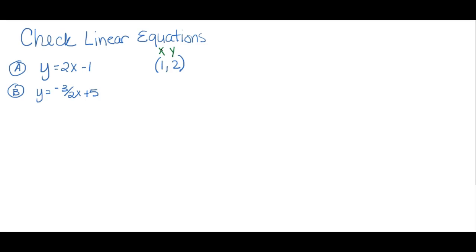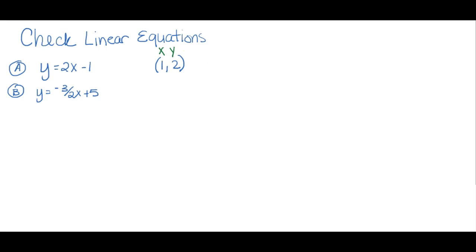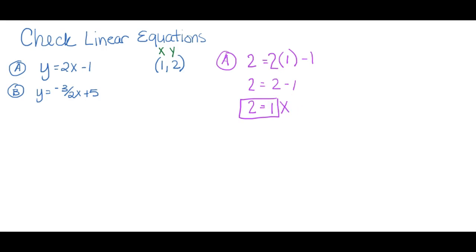So I'm going to have to look at both equations. Let's start by looking at equation A. In place of y, I'm going to put in 2, and in place of x, I'm putting in 1. So 2 equals 2 times 1 minus 1. So 2 equals 2 minus 1, and 2 minus 1 is 1. The question is, is this true? No.